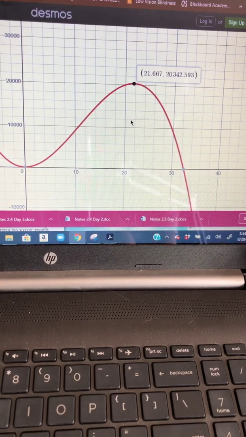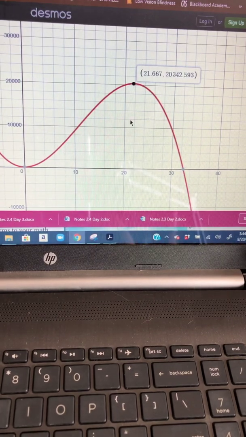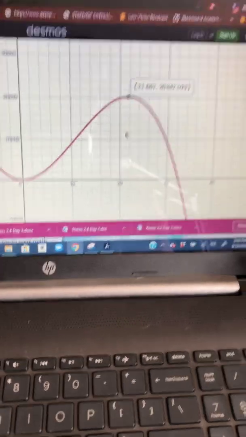So we're writing down the coordinate 21.667, comma, 20,342.593. Okay, so I'm going to move it back over.